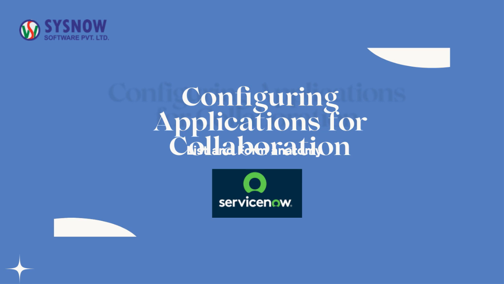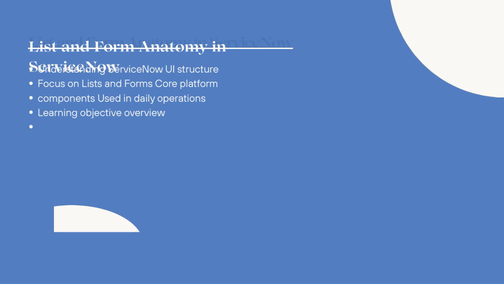Let's get started. Let's take a closer look at the structure of the ServiceNow UI, focusing on lists and forms. These are fundamental to how users interact with the platform daily. When we talk about lists, we're referring to the way data is displayed in a tabular format, making it easy to scan, filter, and manage large volumes of information. Forms, on the other hand, are used to view and edit individual records, providing a detailed view of specific data points. Understanding the anatomy of these components is crucial because it helps us navigate the platform more efficiently.